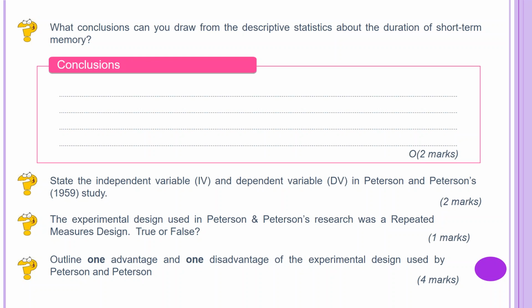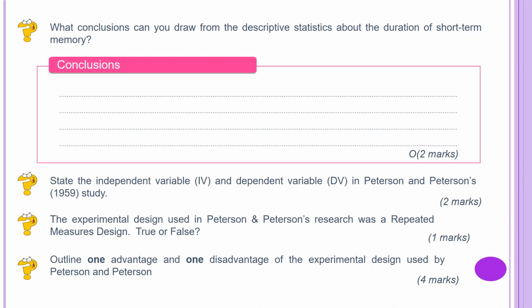Okay, so welcome back. Marks here, 2 marks of AO3. What conclusions can you draw from the descriptive statistics about the duration of short-term memory? So for 2 marks, the researcher might conclude that the duration of short-term memory is approximately 18 to 30 seconds, with participants at the start recalling 90% of the trigrams correctly, but this decreases rapidly with every 3-second retention interval. After 18 seconds, only 2% can be recalled in the correct order. Thus, the duration of short-term memory is short.